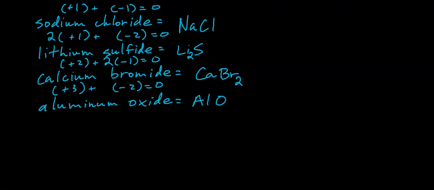So for this one, I would use the least common multiple. So what is the least common multiple of 3 and 2? That would be 6. So make the +3 +6, we need 2 of those. Make the -2 -6, we need 3 of those. So the chemical formula for aluminum oxide is Al2O3.